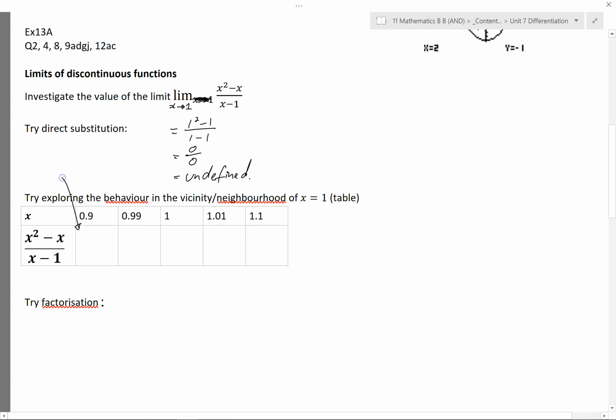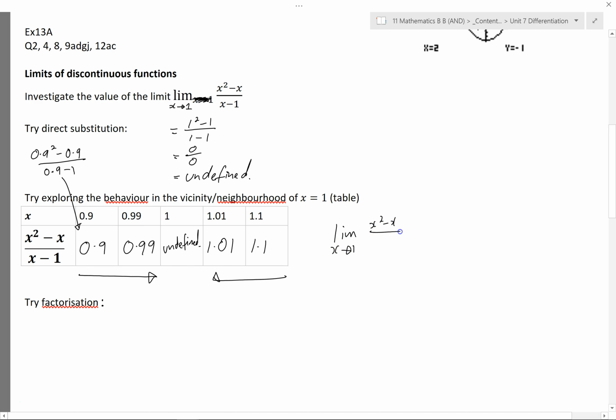In here, I'd start by substituting in 0.9. So 0.9 squared minus 0.9 divided by 0.9 minus 1, and find out what that is. That gives me 0.9. And I'll do the same thing for these other 3 values of x. What it appears like happening is when I come from below, it seems to be getting closer and closer to 1, and when I come from above, it seems to be getting closer and closer to 1. Remember, I'm undefined at this point, but looking at this table, I can still make the statement that the limit as x approaches 1 of x squared minus x over x minus 1 equals 1, from my table.